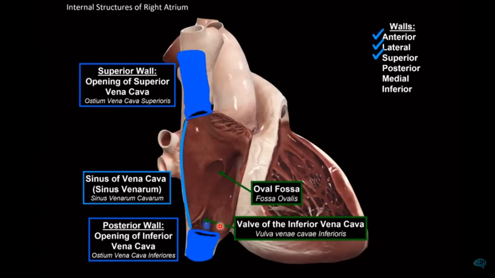It is considered an embryonic valve, that is, during the fetal life. This valve is an embryonic valve, meaning it was present during the development of the fetus. During the fetal life, the blood went directly from the inferior vena cava.